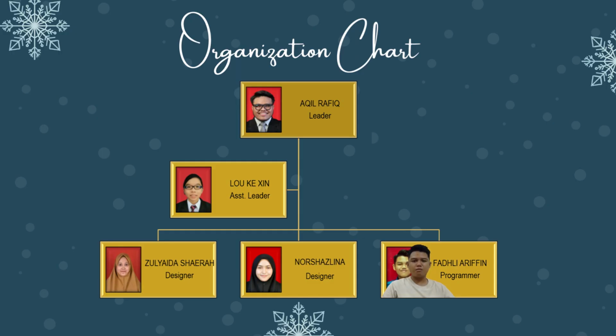So next is our organization chart. As you can see here, our leader is Akil Rafiq, and the assistant leader is Lo Kazin. Zuli Aida Syairah and Nur Shazlina are designers, and lastly me as a programmer. So that's all from me.